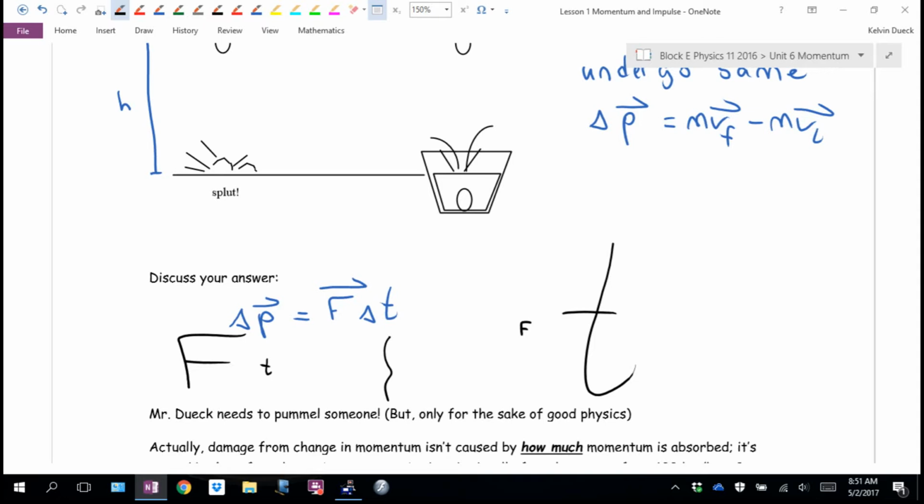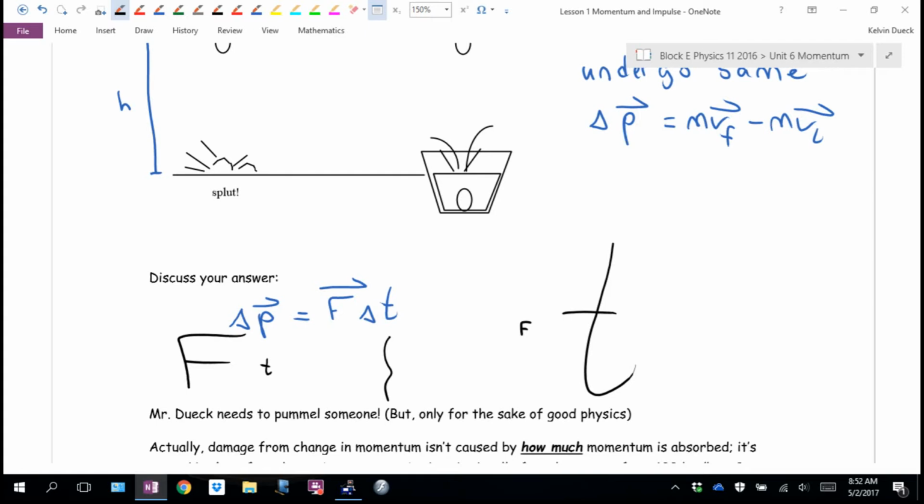By the way, this explains why Mr. Dewick needs to pummel someone, but only for the sake of good physics. I already did that. The reason it didn't hurt is not because soft, that's not a physics term. The cushion, the foam, the softness lengthens the amount of time of the collision, which must make the force smaller. And it's force that actually is what we feel as our impact.